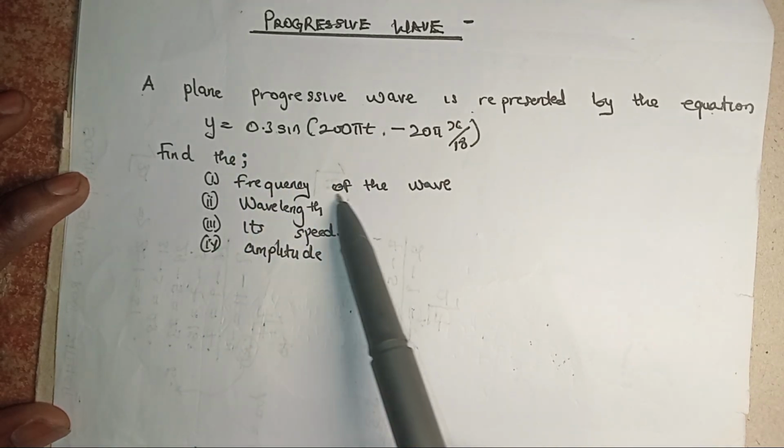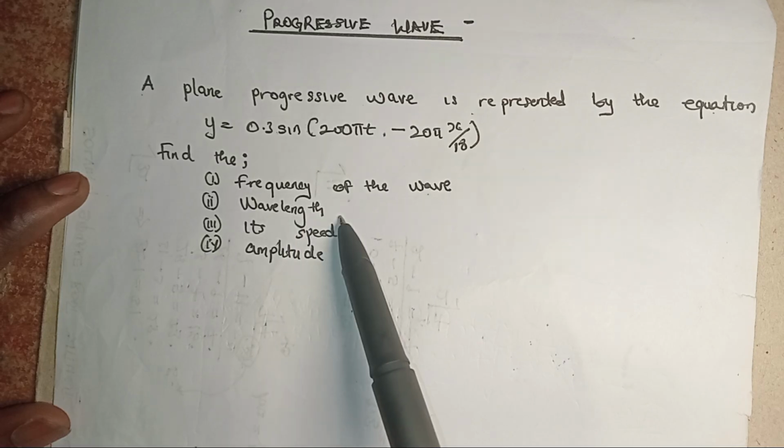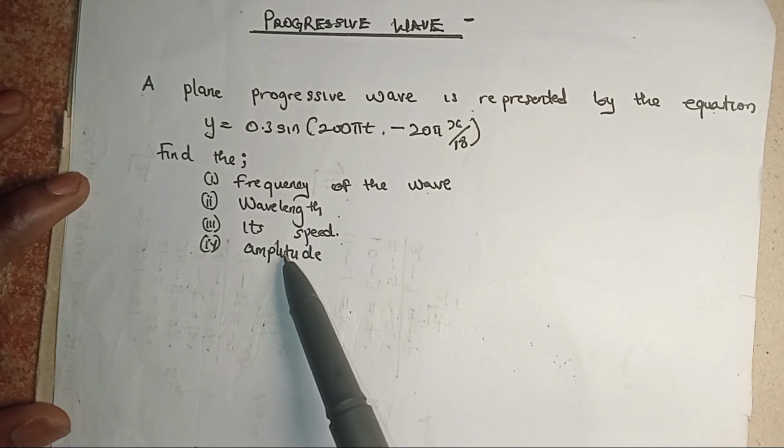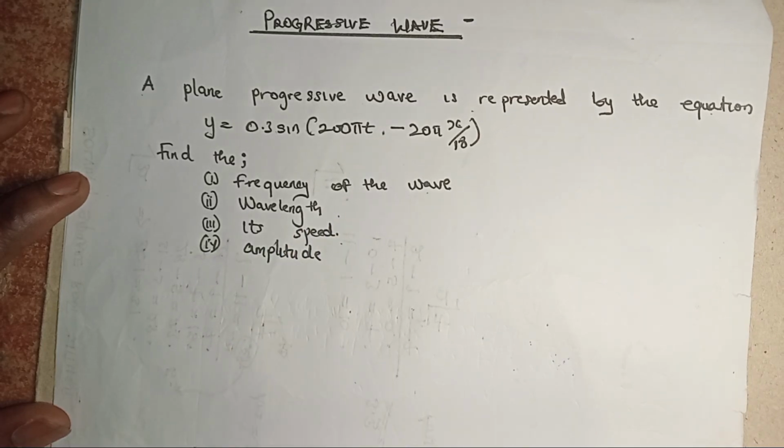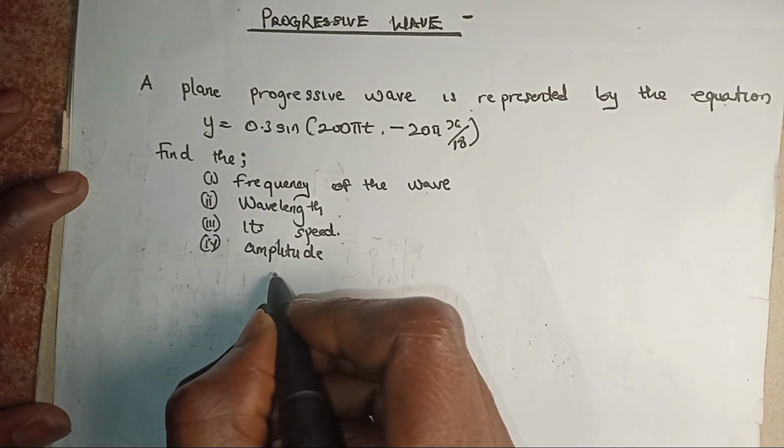The next step is to find the frequency of the wave, the wavelength of the wave, the speed, and its amplitude. So these are what they ask you to find. So, solution.